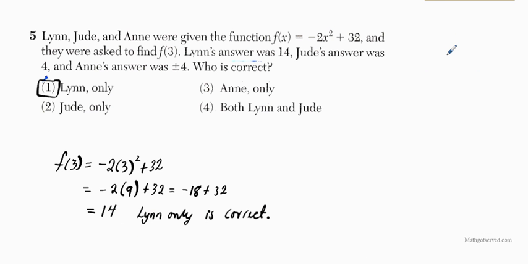In number 5, we're looking at evaluating functions at particular input values. So we have different answers provided here. To figure out whose answer is correct, you simply plug in 3 into this function, and then you use the order of operations correctly: exponents first, and then you multiply and add, and you get 14. That's the answer that Lynn had, so the answer is option number 1.